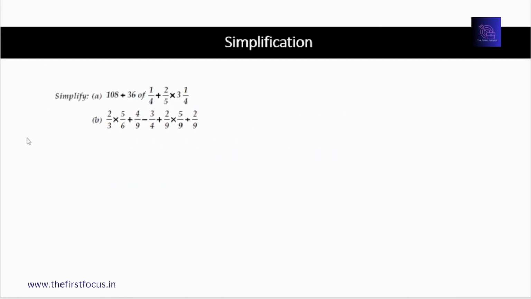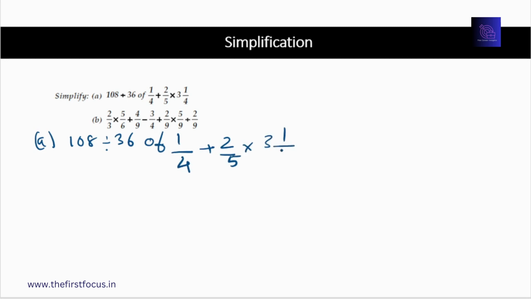Now let's look at the next problem. Let's simplify A. The first problem I'm going to take here is 108 divided by 36 of 1 by 4 plus 2 by 5 into 3 1 by 4. Of means multiplication. This is the problem that we have. First, I'm going to work out 36 of 1 by 4, that is 36 by 4.